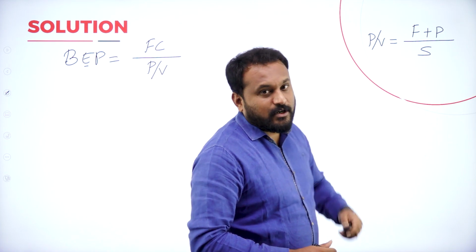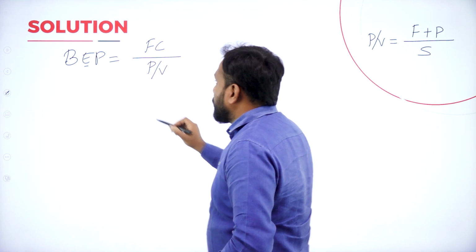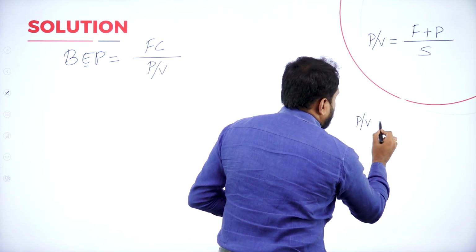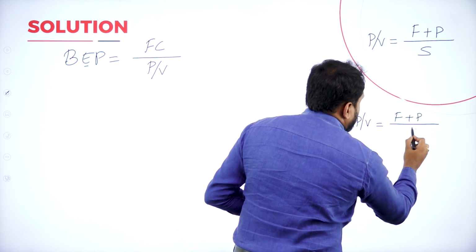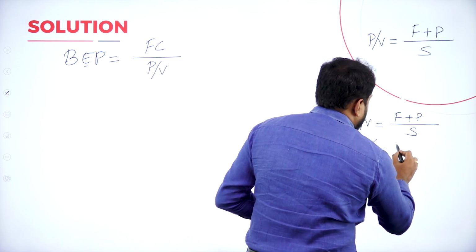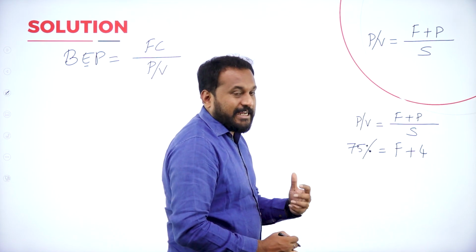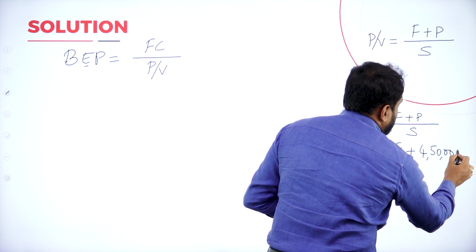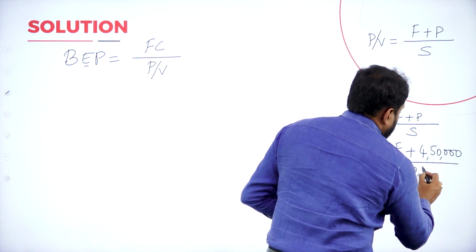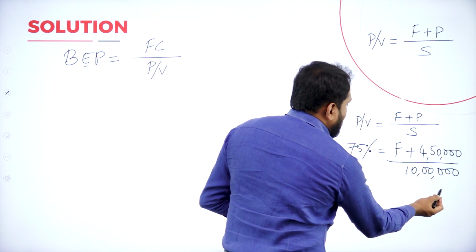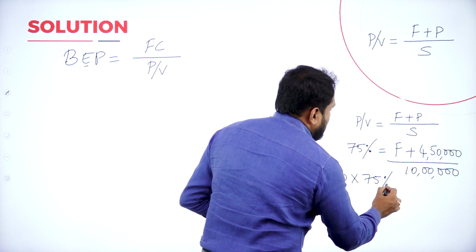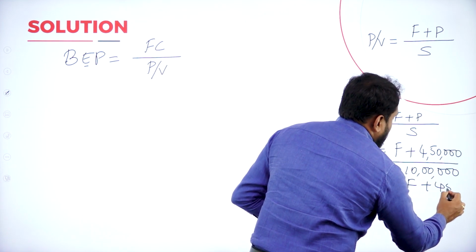Now when we go with this, what exactly does the formula become? We'll find BEP later. First we need to find fixed cost. So what is PV here? PV is equal to F plus P divided by S. What is my PV? 75%. 75% is equal to F, which I don't know, plus I'll take the profit of 2020, that is 4,50,000, divided by the sales of the same year. The same year it was 10 lakh rupees. Now this 10 lakh will go here. That means what? The 10 lakh, which was division, now becomes multiplication: 10 lakh into 75% is equal to, now what is the remaining? F plus 4,50,000.